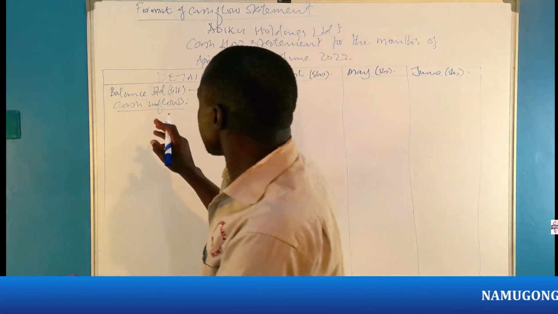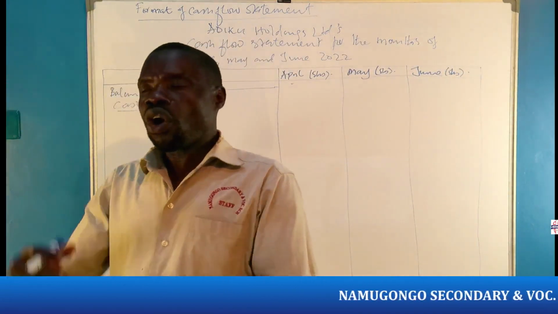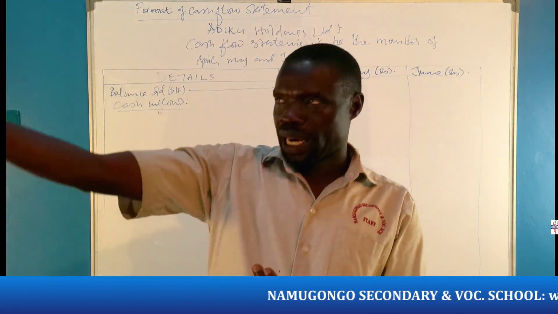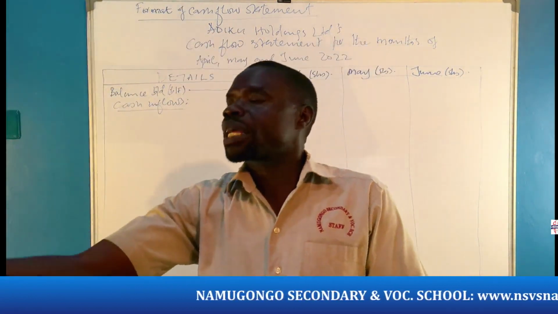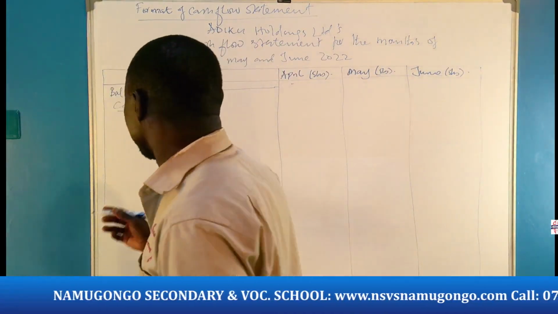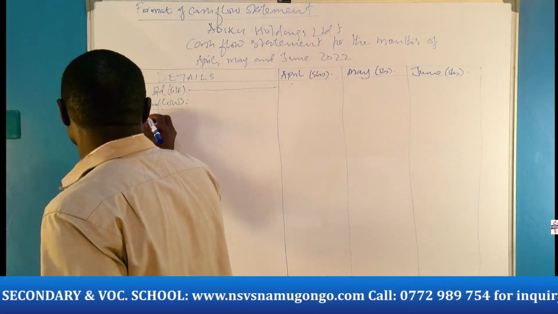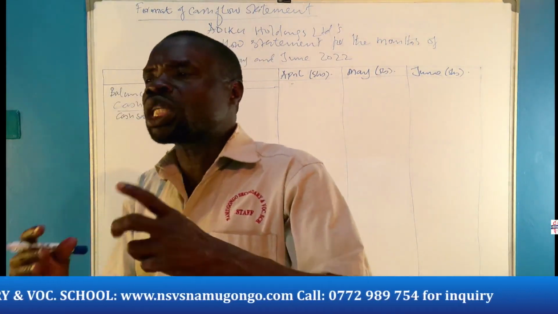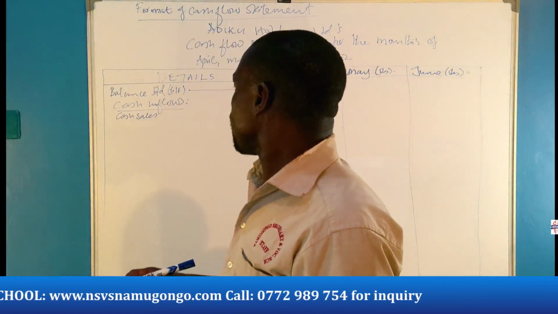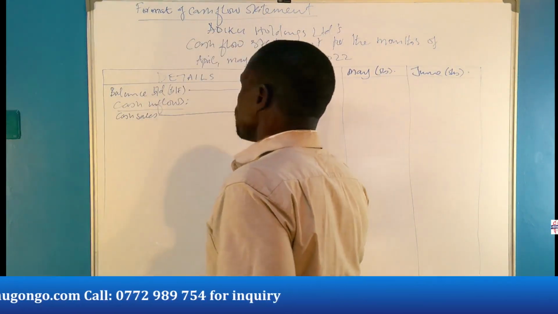Then we have cash inflows. So what are the examples of cash inflows? Or what are the sources that bring money into the business, that make money flow into the business? One of them, we said cash sales. So you indicate cash sales here. If this cash sales was per month, then the cash sales per month will have their figures here.